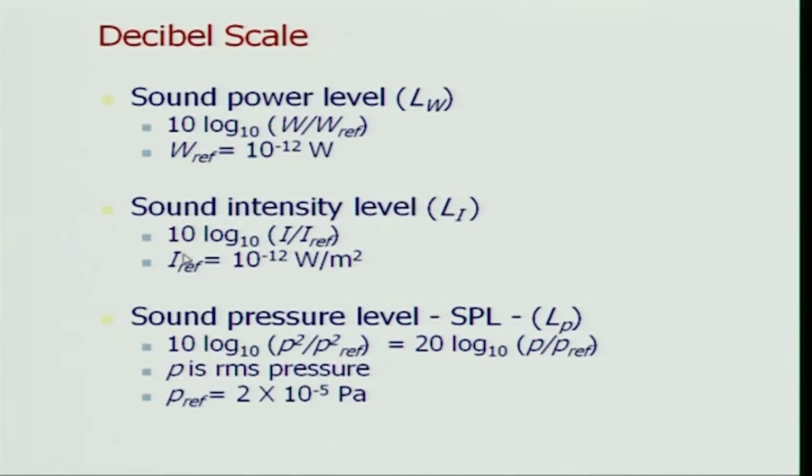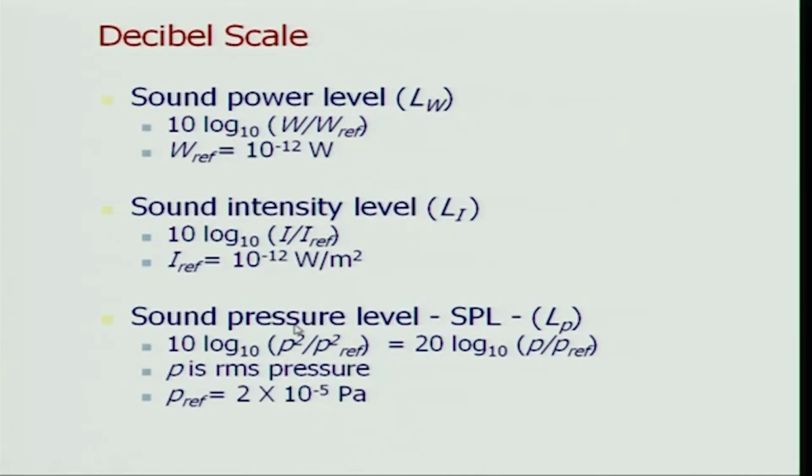Then sound intensity level, SIL or LI, where LI is the industry standard terminology, is defined as 10 log 10 of I divided by the reference value of intensity, and the reference value of intensity is again 1 picowatt per square meter. So that's sound power level and sound intensity level.